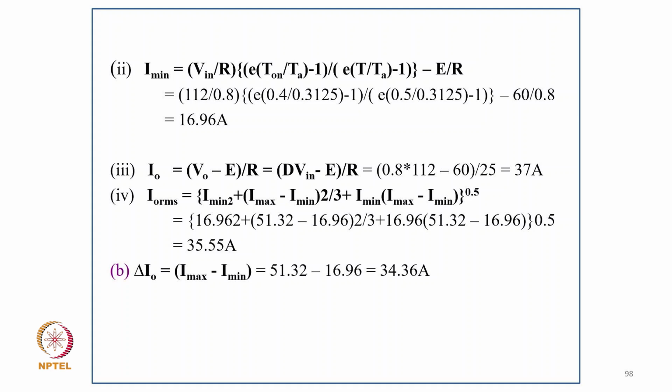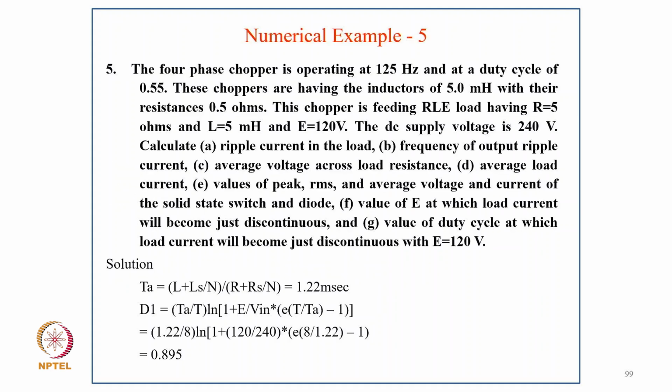And I_RMS, putting the value for this triangular wave, it comes 35.5 ampere. And ripple current, I max minus I minimum, it becomes 34.36 ampere.